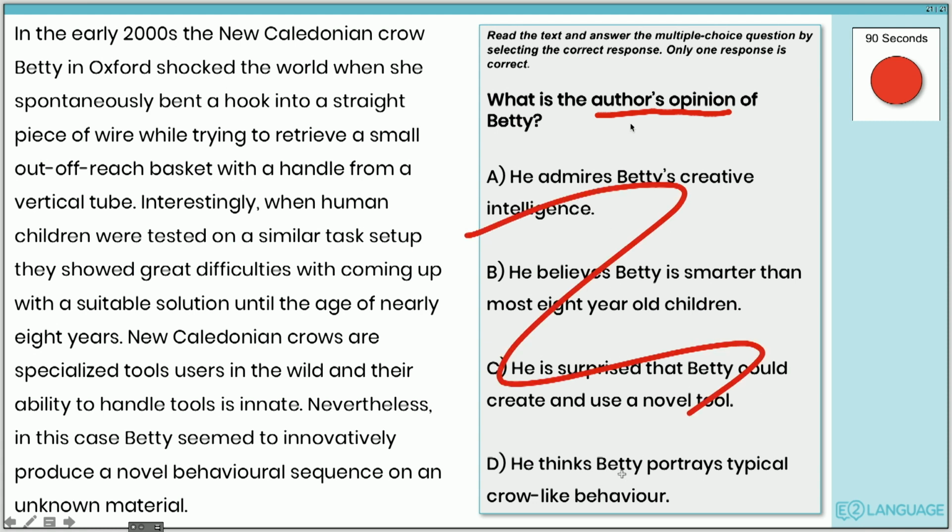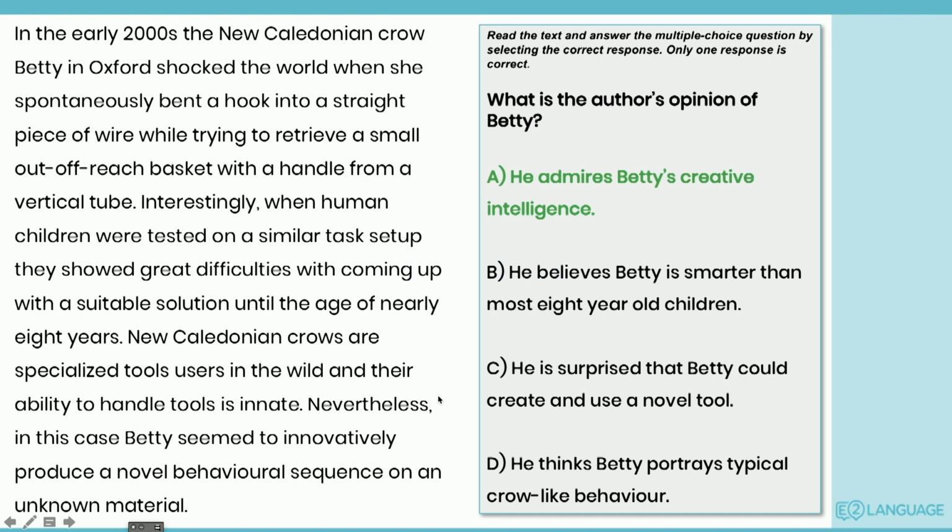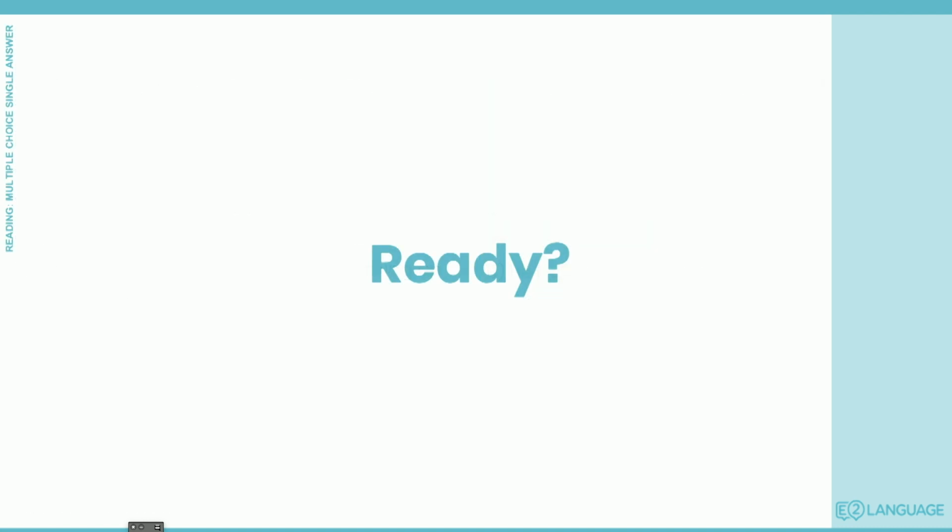Let's just forget all of these. If you read this from top to bottom very carefully and deeply, because you have enough time, you would have come up with the answer, which is A. He admires Betty's creative intelligence. B, C, and D are not his opinion. Or they contradict his opinion, or they're just not mentioned. One of those three.